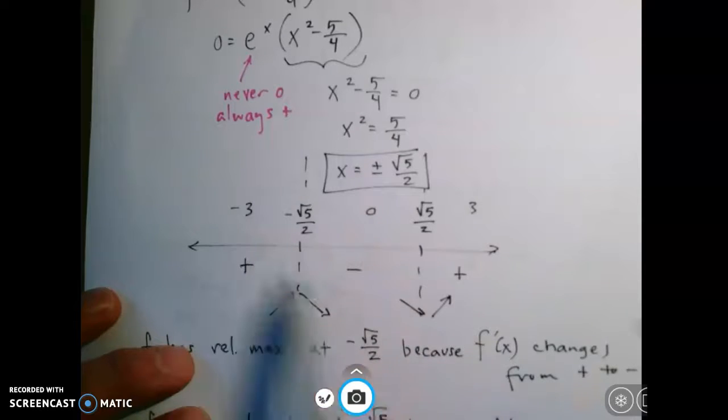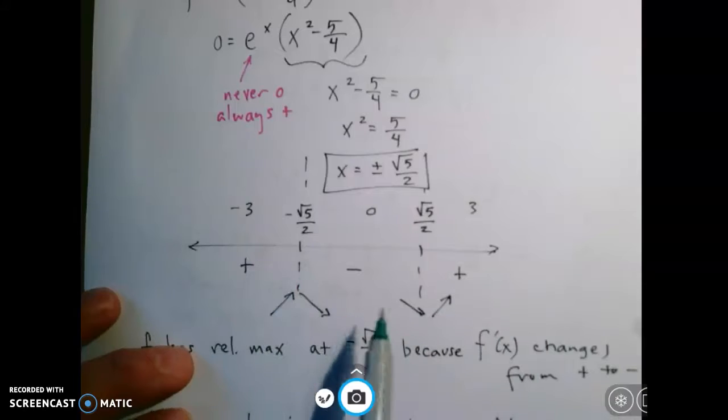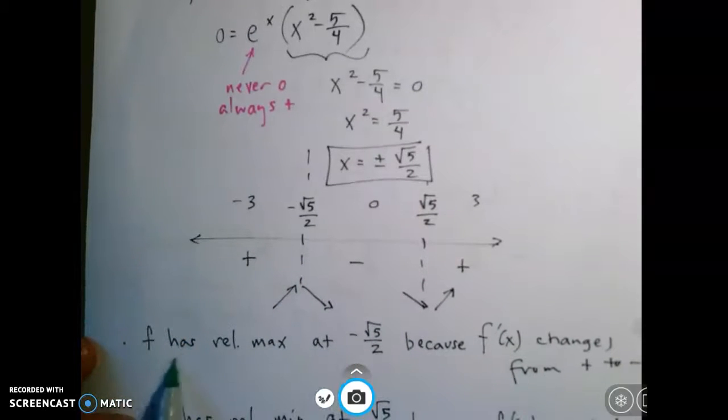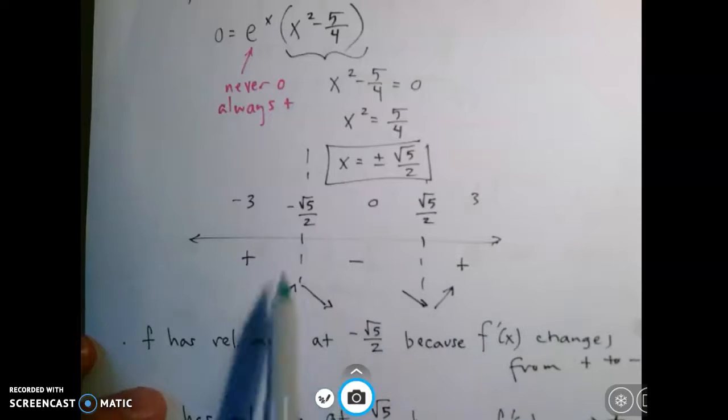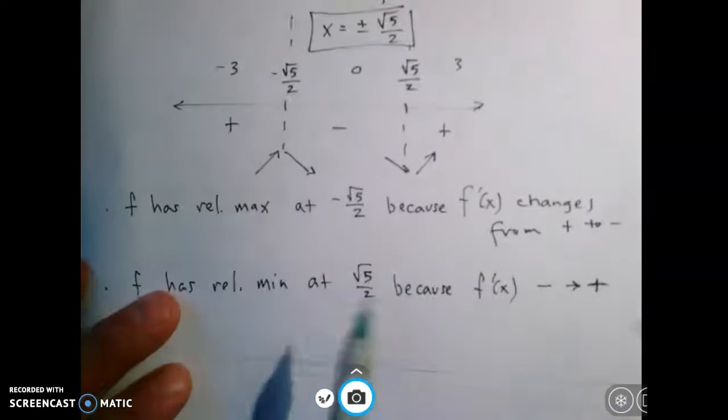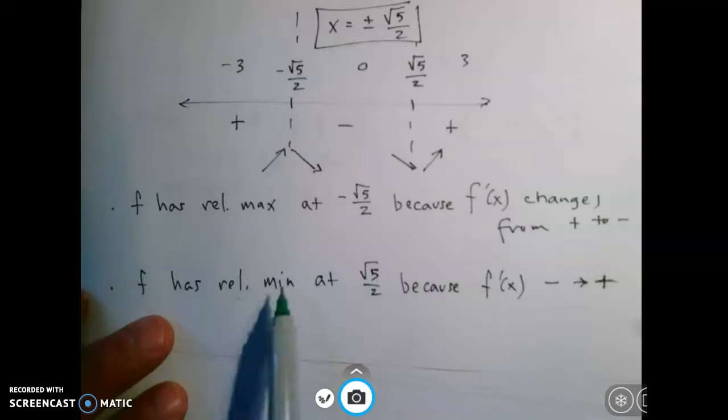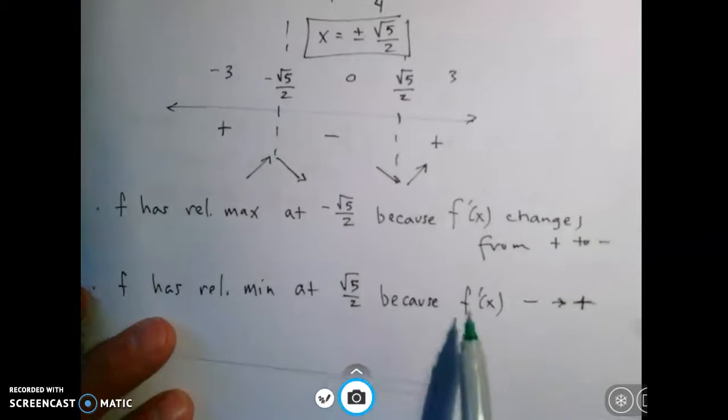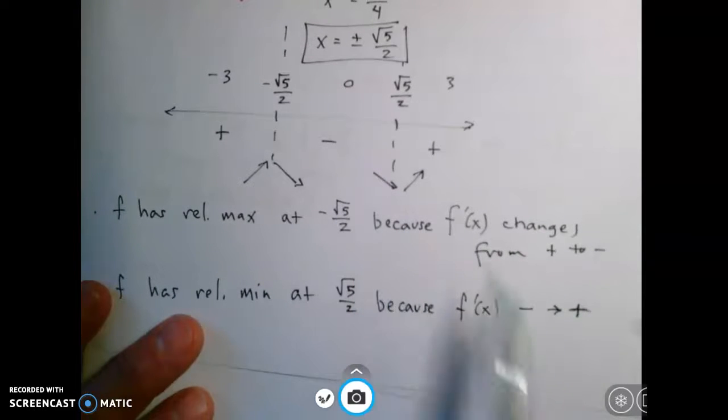Again, this is not sufficient. We can't just leave it like this and say maximum and minimum, so we need to say f has a relative maximum at negative root 5 over 2, because f prime changes from positive to negative. And we do the same thing for the next part. F has a relative minimum at positive root 5 over 2 because f prime changes from negative to positive.